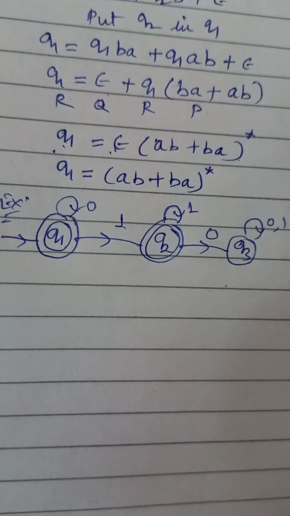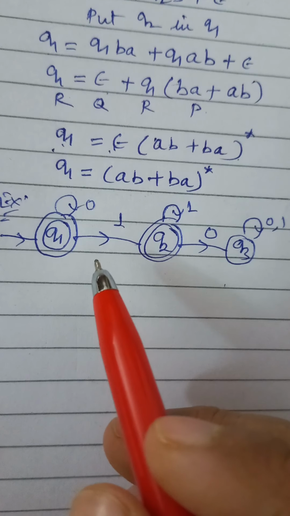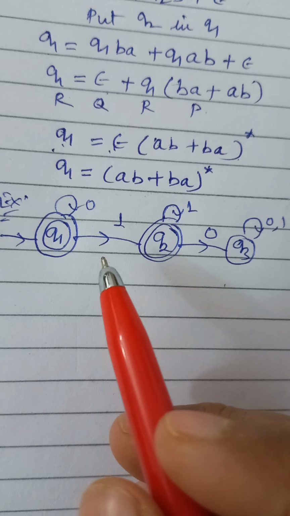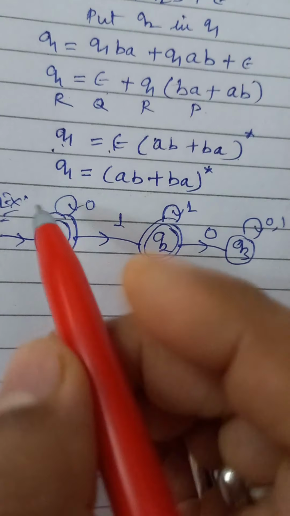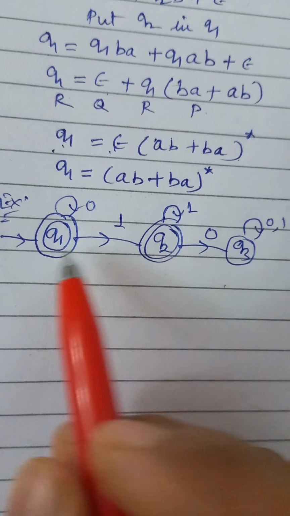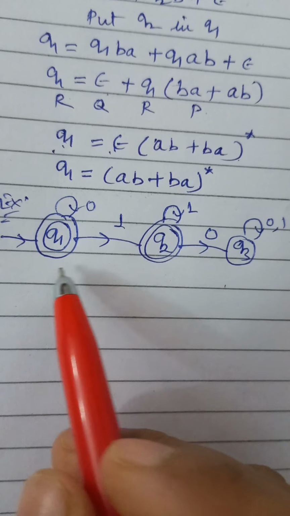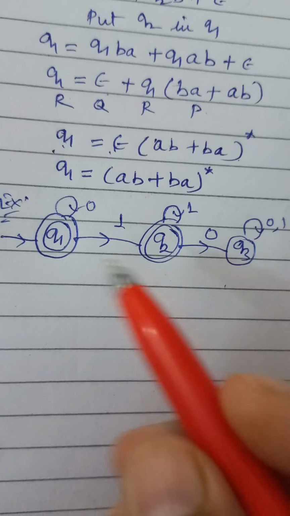Suppose we have this machine. Now here we can see we have more than one final state. So what we need to do, as we know, for getting the regular expression for this machine by Arden's theorem, we need to find out the values of the final state. But here there are two final states.